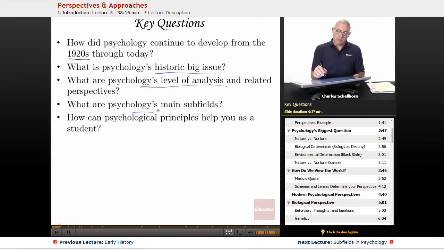What are psych's main subfields? That's where we're going to be looking at that in the next lesson. And then psychological principles that can help you as a student. Hopefully that will be in every one of our lessons.